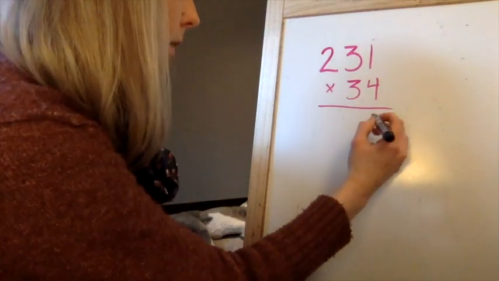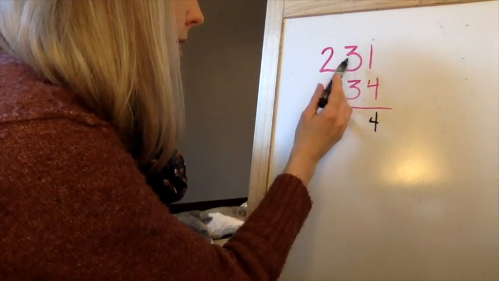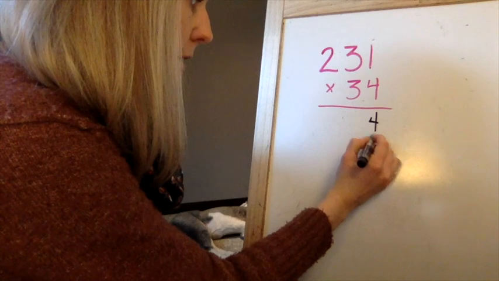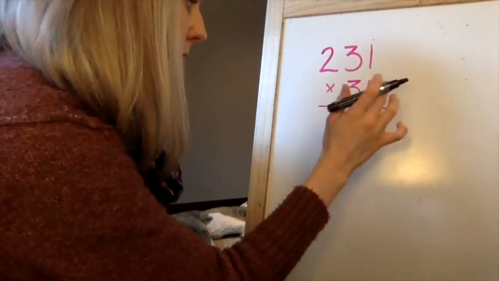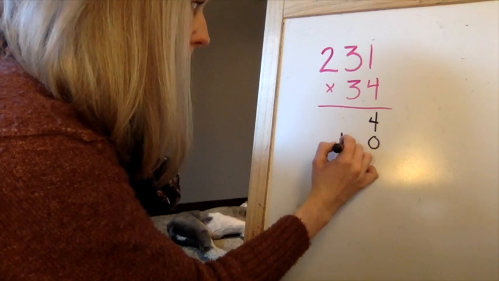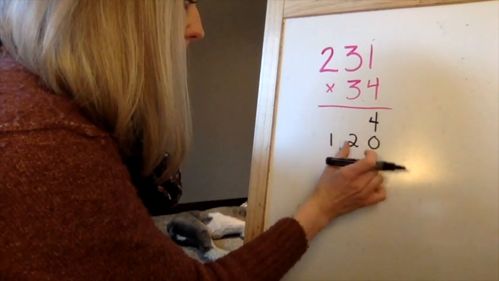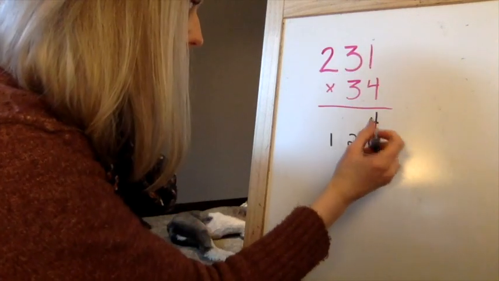1 times 4 is 4. 4 times 30, put the 0 there. 4 times 30. I put the 0 there, so I just have to think 4 times 3. 4 times 3 is 12. Okay, now I go to my next one.